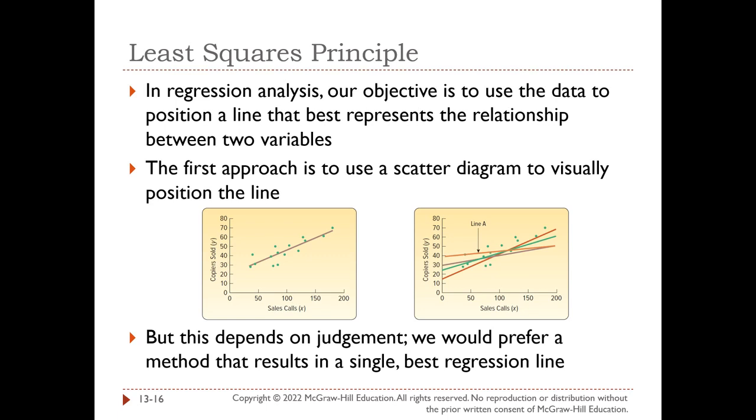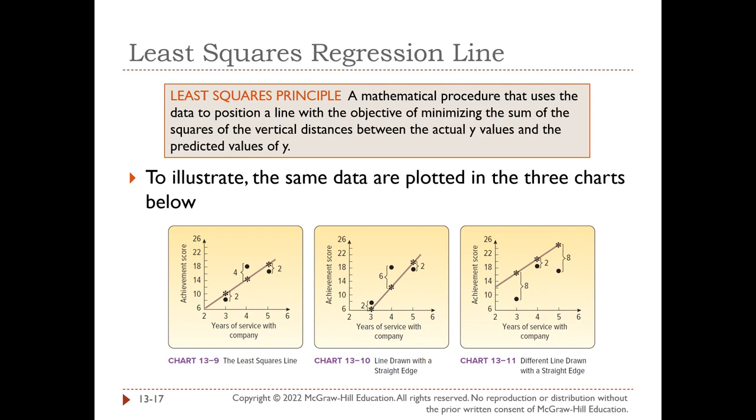This is why we use the least squares principle. It's a mathematical procedure that uses the data to position a line with the objective of minimizing the sum of the squares of the vertical distance between the actual y values and the predicted values of y. Sounds like a lot, but really all it is, again, is using mathematical equations to find the best line that works for the points and data that we have.